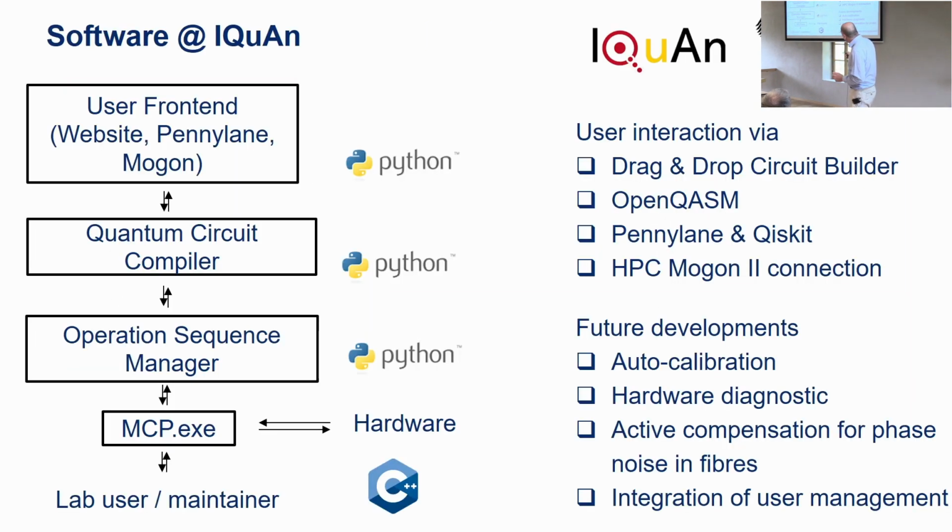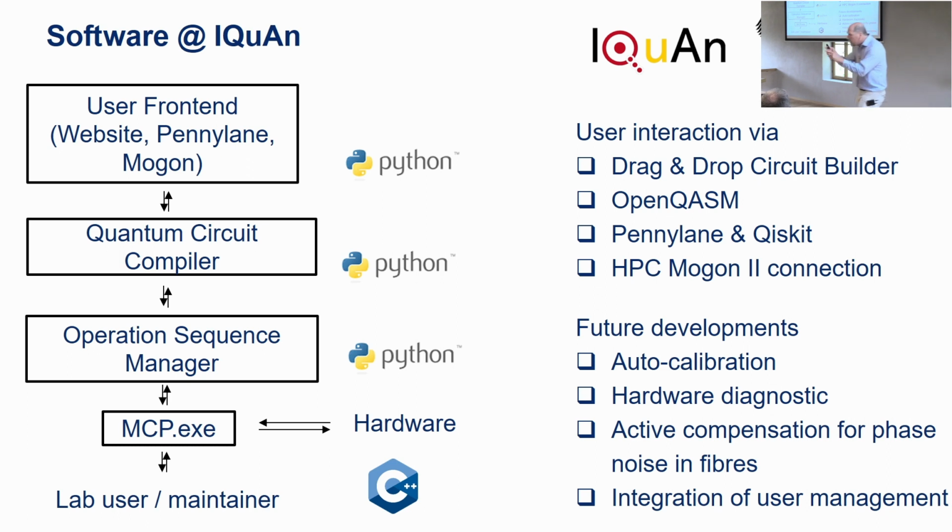You can go either on the website, drag and drop, or you send in the PennyLane code or whatever you like, address it also via the high-performance computer. Then it's compiled. The circuit is cast into our native gate set and optimized for this specific ion trap Hamiltonians that you can realize.